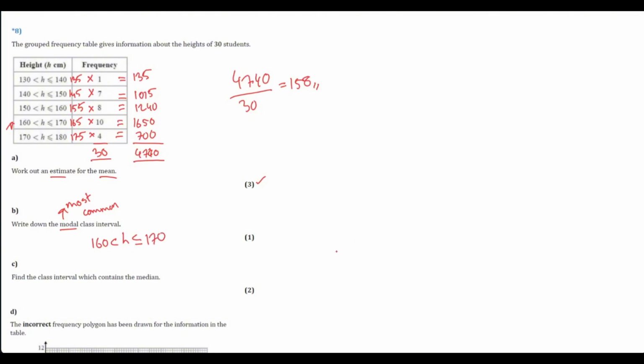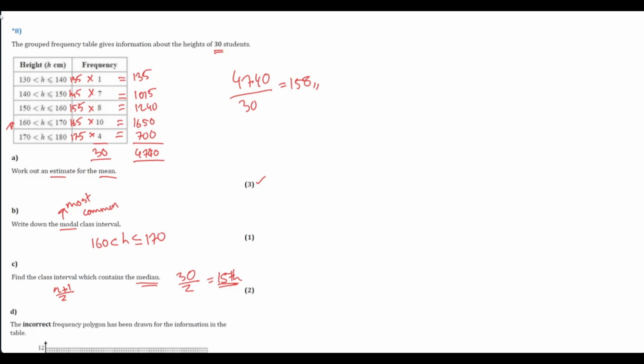Part C, find a class interval which contains the median. Okay. Now, median, remember, again, is just the midpoint or the middle. Now, how many students are there? 30. Now, this is an even number. I don't need to do n plus 1 divided by 2, although you could if you wanted to. But it's easier just to get an even number divided by 2, because this will give us our position. So I know that this is where the median lies.